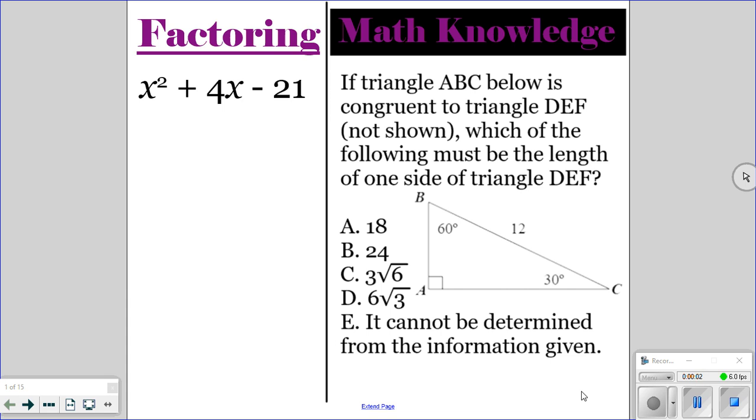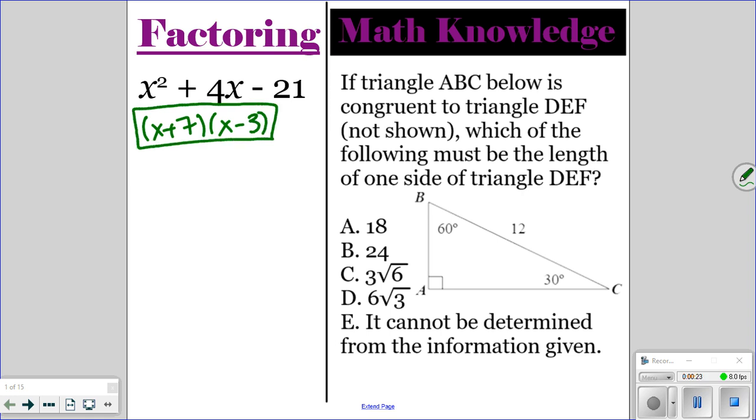All right, so y'all go ahead and do the factoring and the math knowledge question for today. Pause the video, and then once everyone is finished, you can unpause the video and I'll go over the correct answer. So for the factoring, you should have x plus 7 times x minus 3.